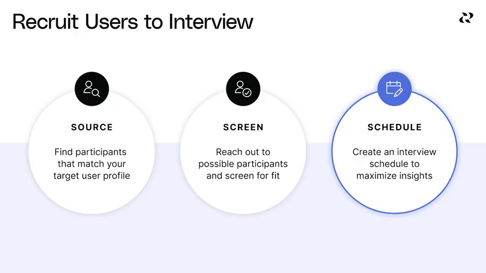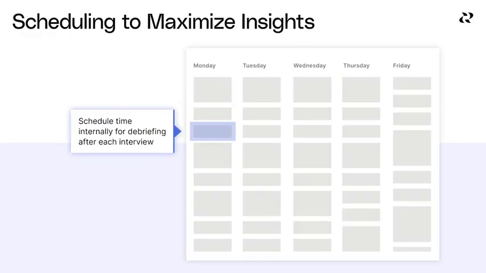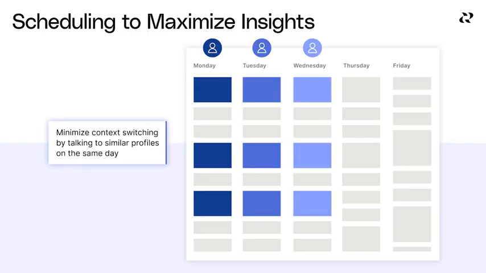The final stage is scheduling. Here you want to be intentional about how you stagger your interviews. We'll give you a few good rules of thumb for scheduling. First, schedule time internally for debriefing after each interview. Practically, this means spacing out your interviews so they're not all back to back to back. Context switching takes energy, so minimize that as much as possible. It's helpful to talk to similar profiles on the same day, since that makes it easier to compare and contrast their perspectives. Being thoughtful about the gaps between interviews and the ordering of interviews will help you get as much out of them as possible.